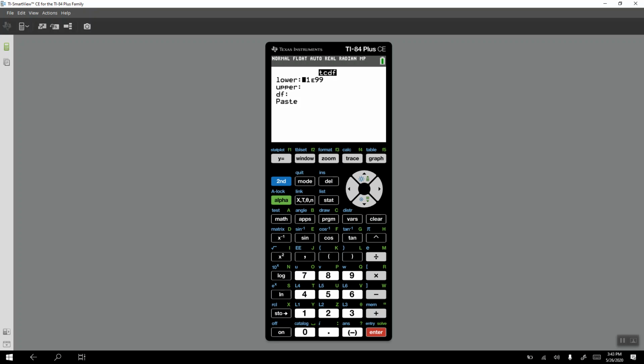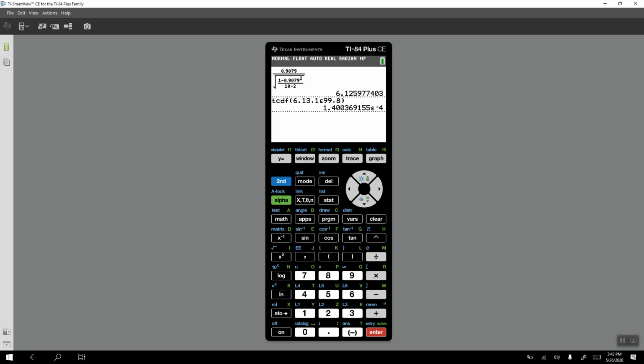We're going to do our lower bound. The lower bound that we wanted to see was at 6.13. There we are. My upper bound was at 1E99. Remember, it's not the letter E, but it's a mathematical term that we multiply by 10 to the power of, in this case 99. Degrees of freedom for us, because our n was 10 samples, is 10 minus 2, in other words, n minus 2. There we are, and all I do is paste.